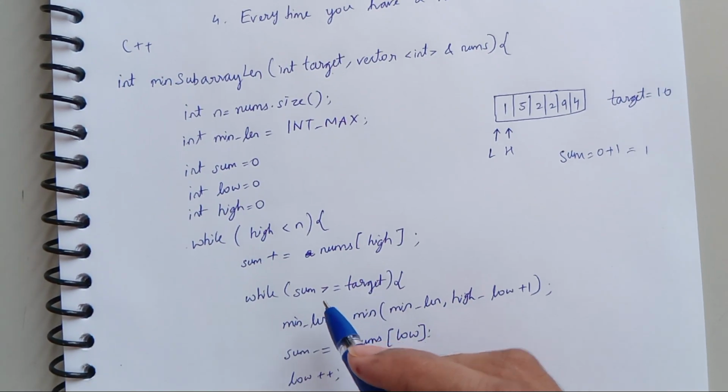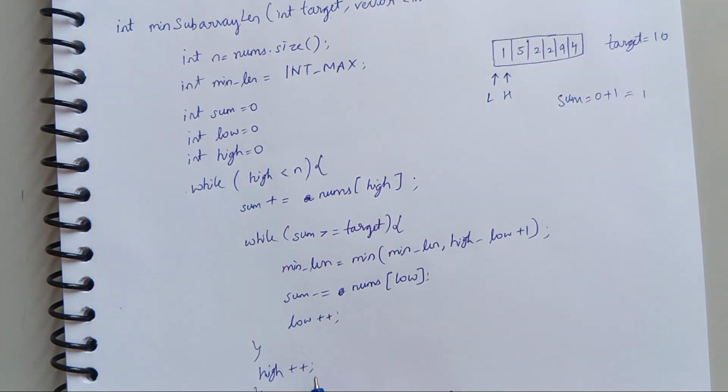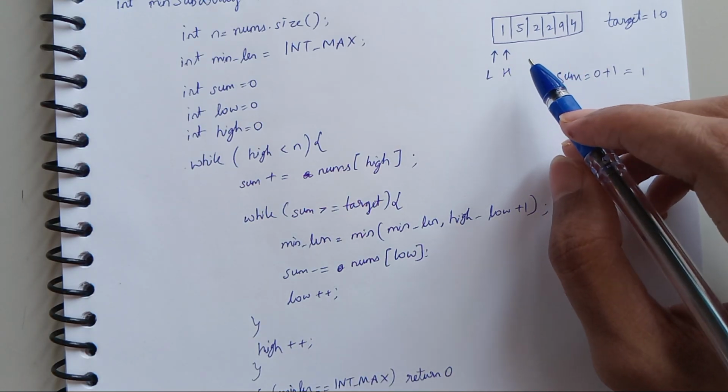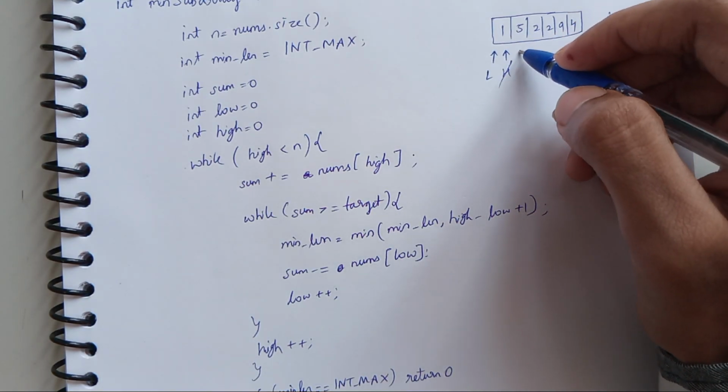Now we check the condition. Is it greater than or equal to target? No. So we just ignore this loop, and we do the high plus plus. That is, we move the right pointer one step to the right side. So we cut this and do it here.